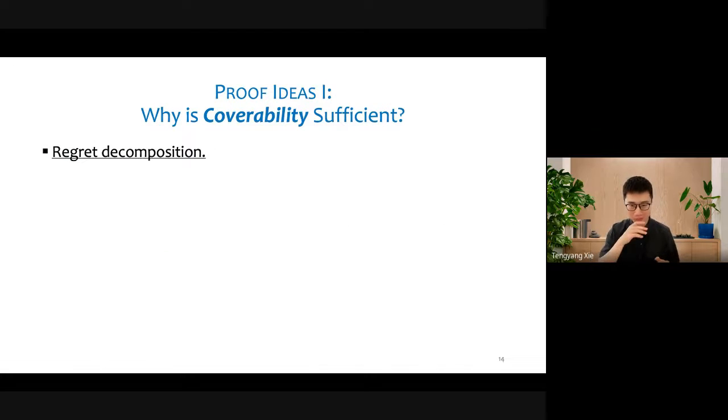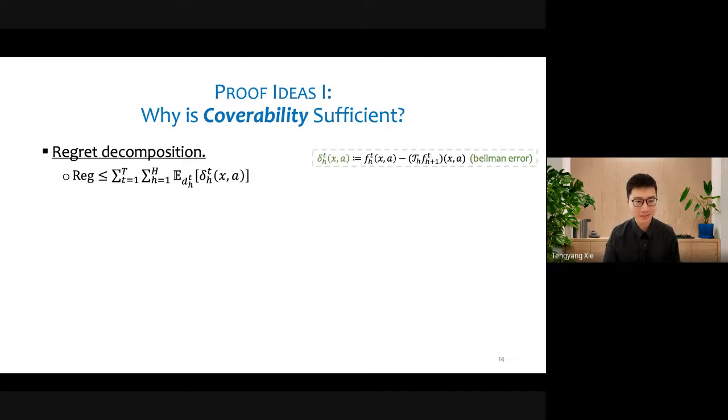So now I will play with some math and show the proof idea. Why is coverability sufficient? Okay. So we will first start from the standard regret decomposition, which can be easily obtained from the optimism argument. Over this talk, I will use delta to be the Bellman error, so that we can decompose the regret to be the on policy Bellman error over our episode.